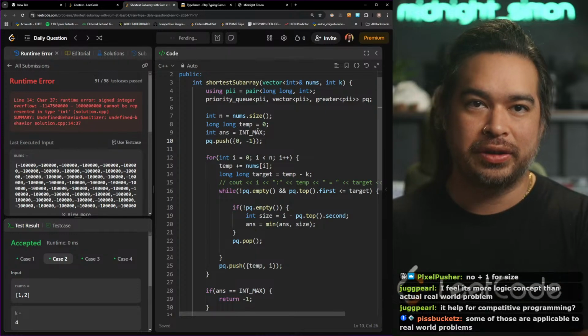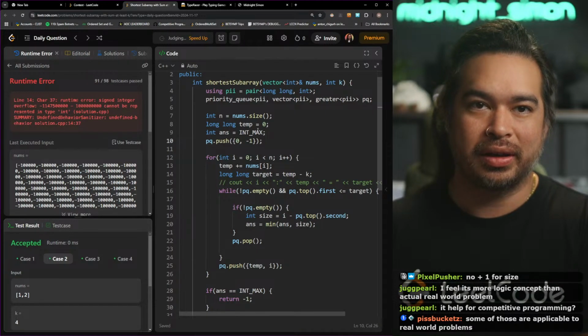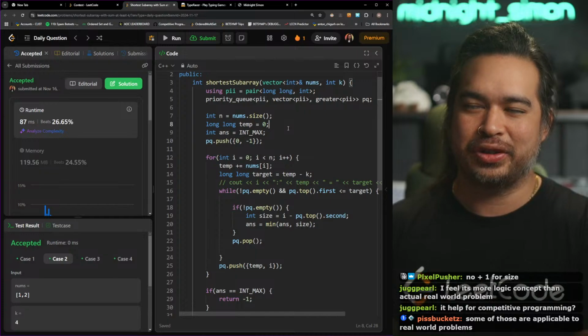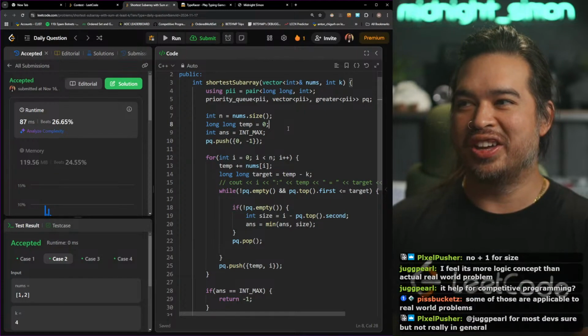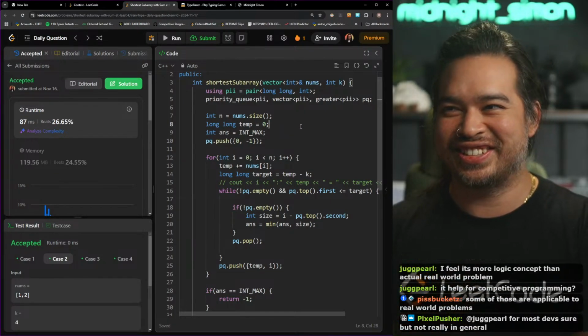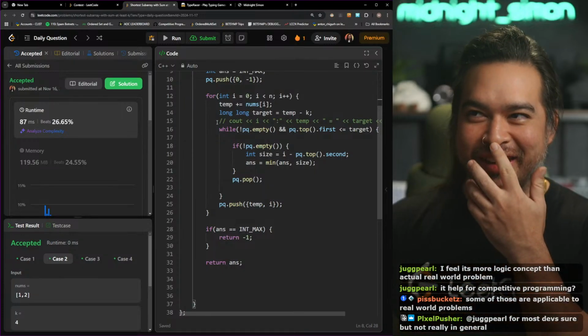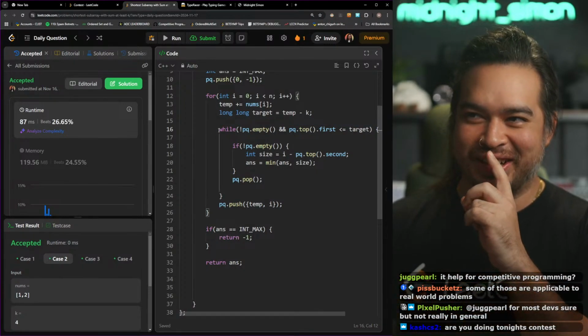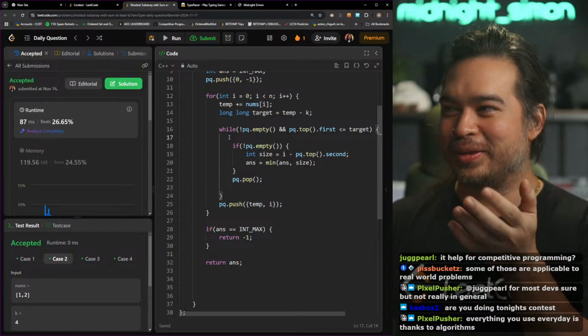Anyways, I feel it's more logic concept than real world. It helps for competitive programming. Yeah, it for sure helps with competitive programming. All right, Pixel Pusher just solved that problem for me using the pieces of logic I coded up, but everything was in the wrong order.